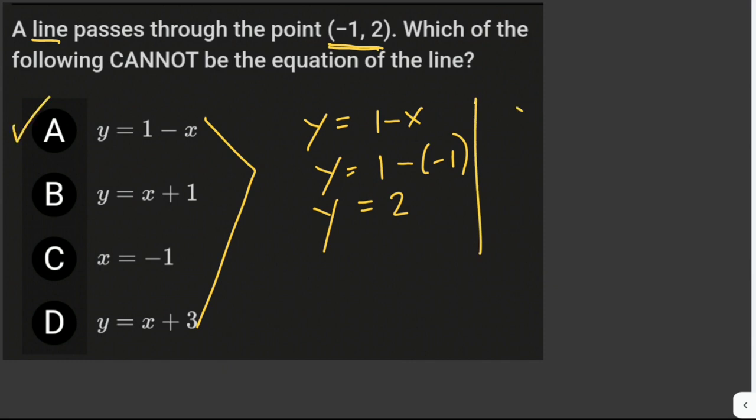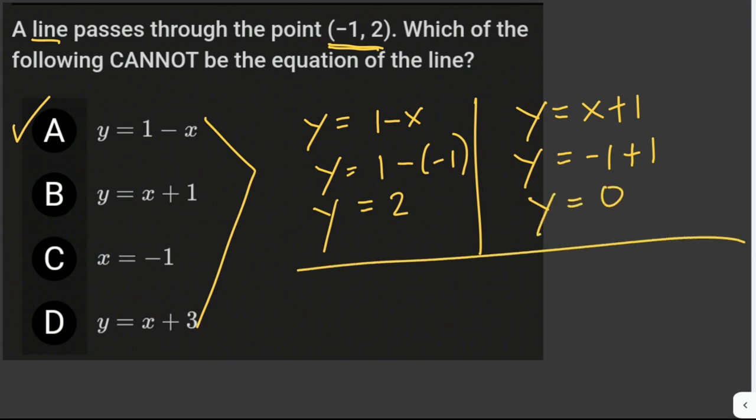How about letter B? y equals x plus 1. y equals -1 plus 1. This is just equal to 0. It's not equal to 2. We have x equals -1, so this could be vertical. The line can be vertical.